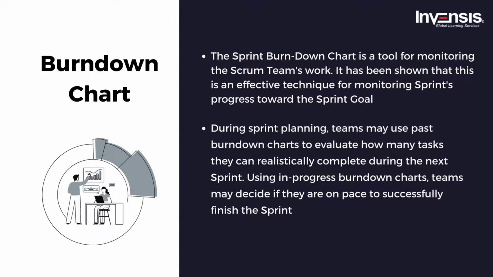During sprint planning, teams may use past burn down charts to evaluate how many tasks they can realistically complete during the next sprint. Using in-progress burn down charts, teams may decide if they are on pace to successfully finish the sprint. During the sprint review, teams may look to the burn down chart to determine if they met or exceeded the goals. Burn down charts help teams improve their predictions throughout the Scrum planning phases over time.